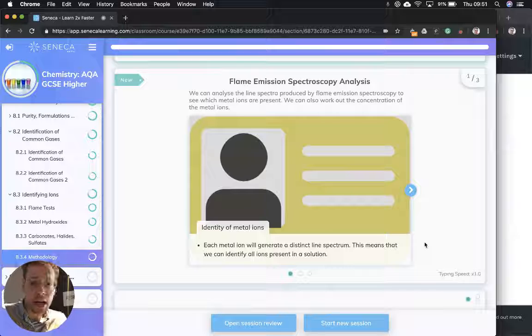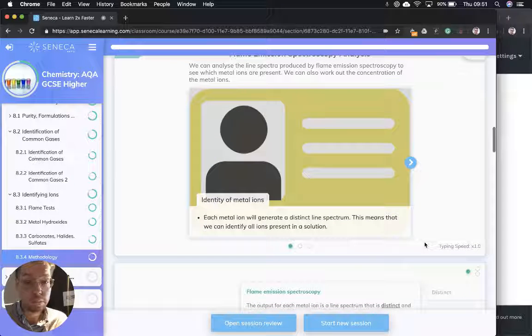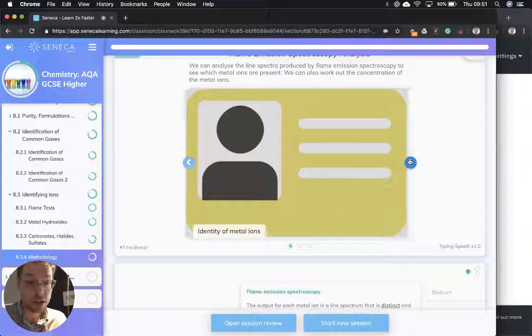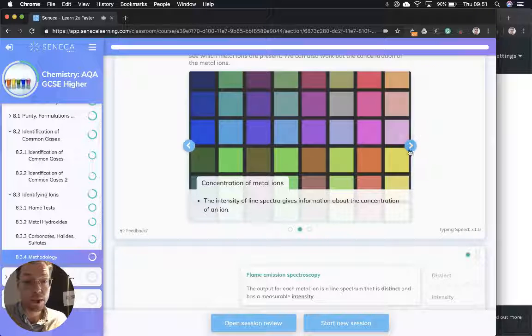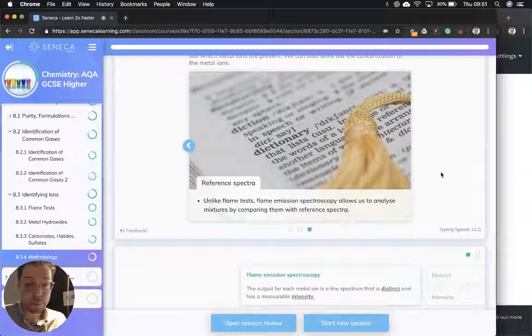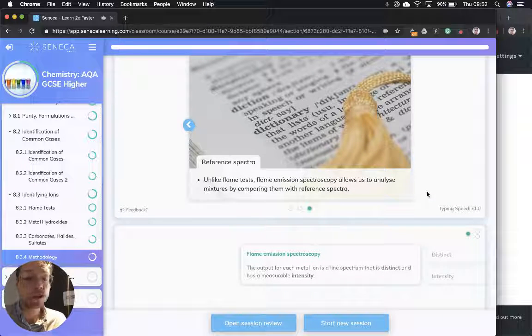Okay, let's move into some analysis now. So we can analyze these line spectra to see which metal ions are present. We can work out the concentration of the metal ions too. Each metal ion will generate a distinct line spectrum. This means we can identify all of the ions present in a solution. I know, you heard me right, all of the ions, okay? Concentration of metal ions, the intensity of the light spectra, that's what gives us the information about the concentration of an ion. Unlike flame tests, flame emission spectroscopy allows us to analyze mixtures by comparing them with the reference spectra.